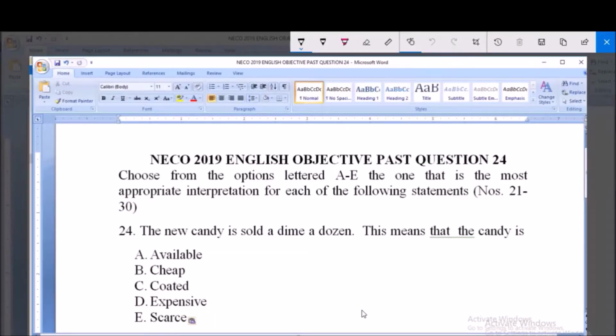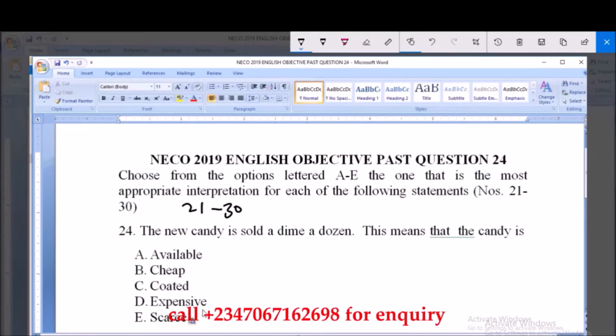Welcome. This is NECO year 2019 English objective past question, question number 24, and the instruction here says choose the options lettered A to E, the one that is the most appropriate interpretation for each of the following statements. And we're using this instruction to answer question number 21 to 30. And the sentence here under question number 24 says the new candy is sold a dime a dozen. This means that the candy is dash. The new candy is sold a dime a dozen.